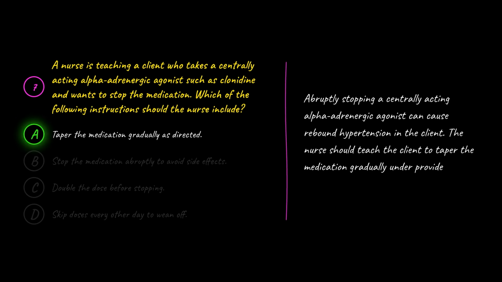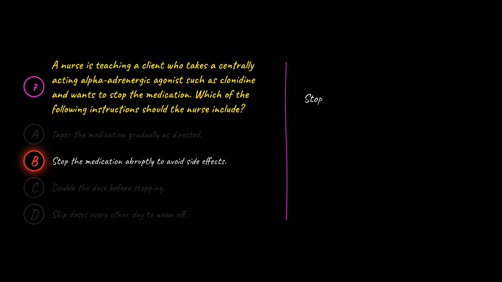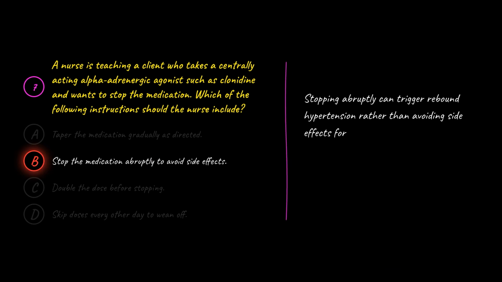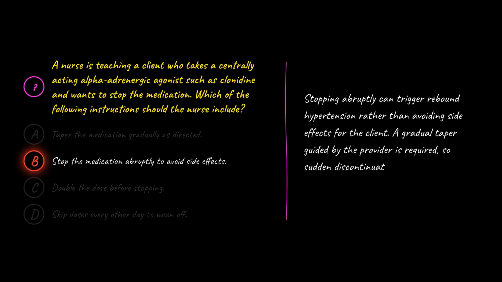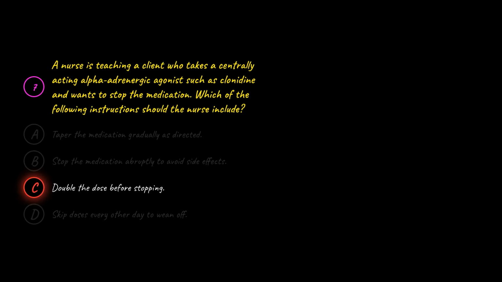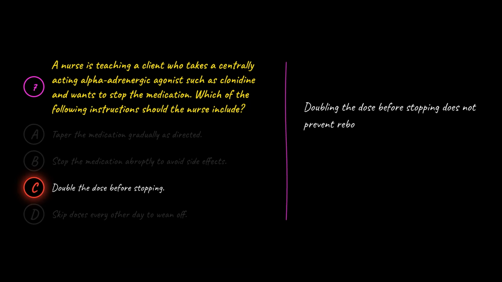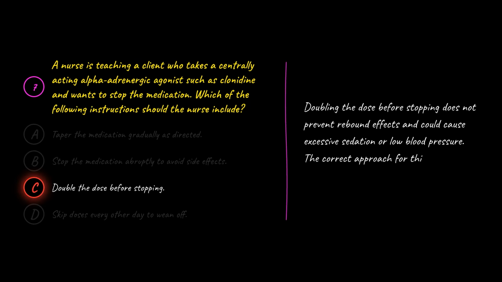rise in blood pressure. B is wrong because stopping abruptly can trigger rebound hypertension rather than avoiding side effects for the client. A gradual taper guided by the provider is required, so sudden discontinuation of this medication is unsafe and should not be taught. C is wrong because doubling the dose before stopping does not prevent rebound effects and could cause excessive sedation or low blood pressure. The correct approach for this client is a gradual taper, not an increase in the dose.